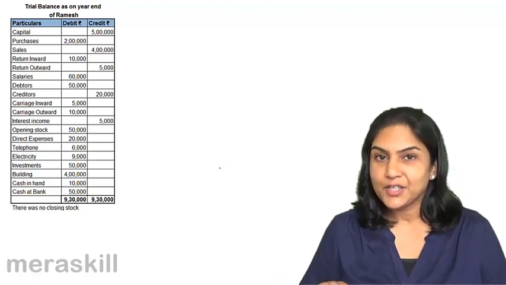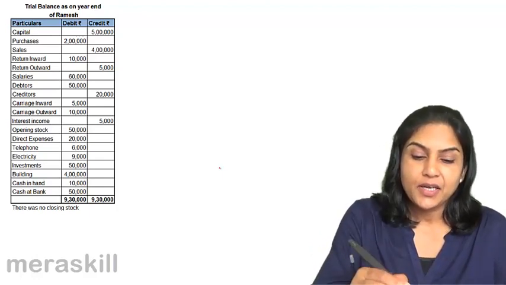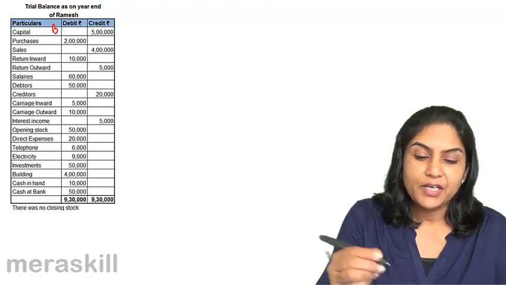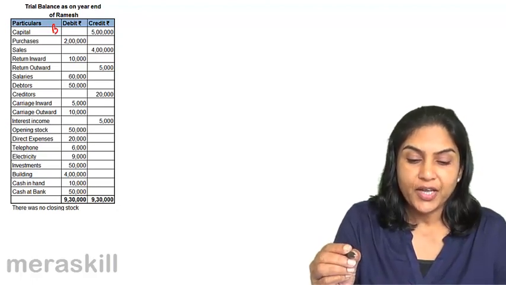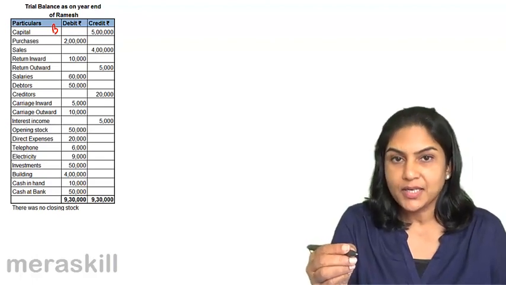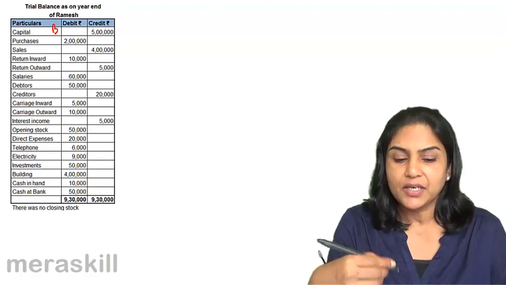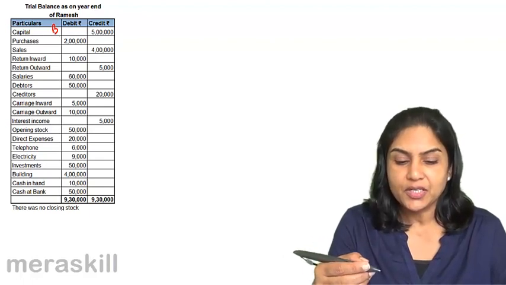This was the trial balance of Ramesh, which we had discussed earlier. What are our balance sheet items here? Capital was balance sheet. Purchases went to the trading. Sales went to the trading. Return inward and return outward, sales return and purchase return.